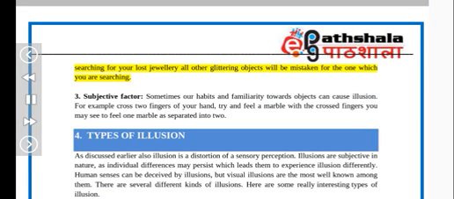searching for your lost jewelry, all other glittering objects will be mistaken for the one which you are searching. 3. Subjective factor. Sometimes our habits and familiarity towards objects can cause illusion. For example, cross two fingers of your hand, try and feel a marble with the crossed fingers, you may feel as if one marble is separated into two.